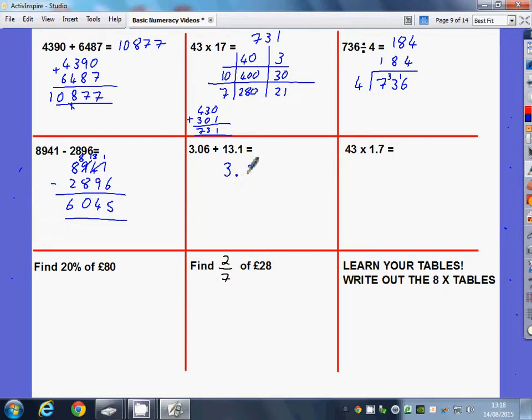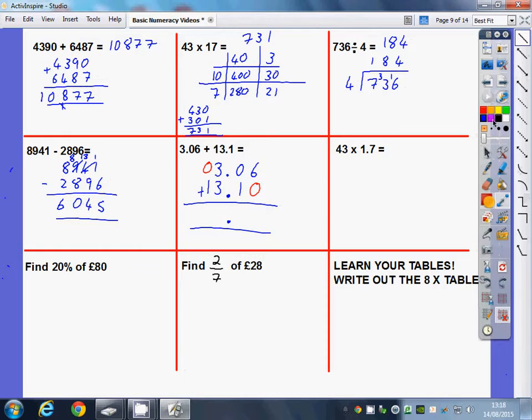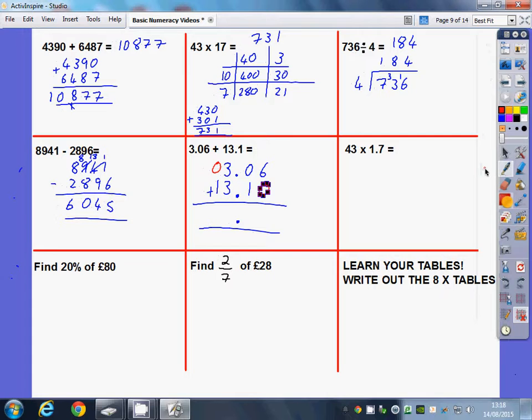Next one is addition as well. So we've got 3.06 plus. Now, what's the one thing you need to remember when we are adding with decimals? It's to line the decimal point up, isn't it? So I've got 13.1 here. So I've lined my decimal point up. Feel free, if you like, to fill any gaps in with a 0, if it makes it a bit easier for you. Absolutely fine. So 6 add 0 is 6. 0 add 1 is 1. 3 add 3 is 6. 0 add 1 is 1. So it's 16.16.